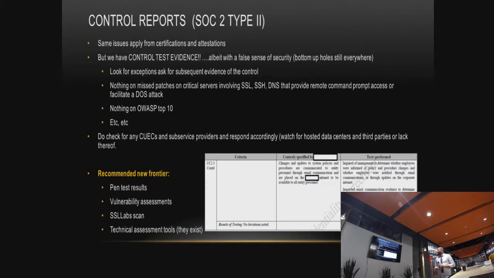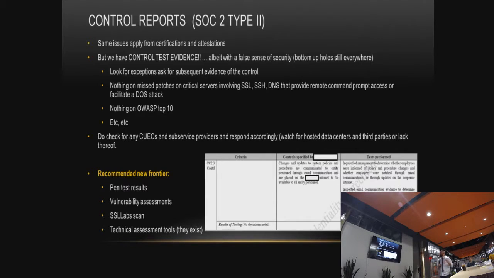So if you don't like attestations and certifications, you can just go straight for a SOC 2 Type 2 report. The problem is you're going to have the same issues as certifications and attestations: not in the MSA, subjective assessor type stuff. But you get control evidence, right? So this is what you're going to see in a SOC 2 Type 2 report. You're going to see what tests they performed on that particular control. So that's great, except it creates a nice false sense of security.